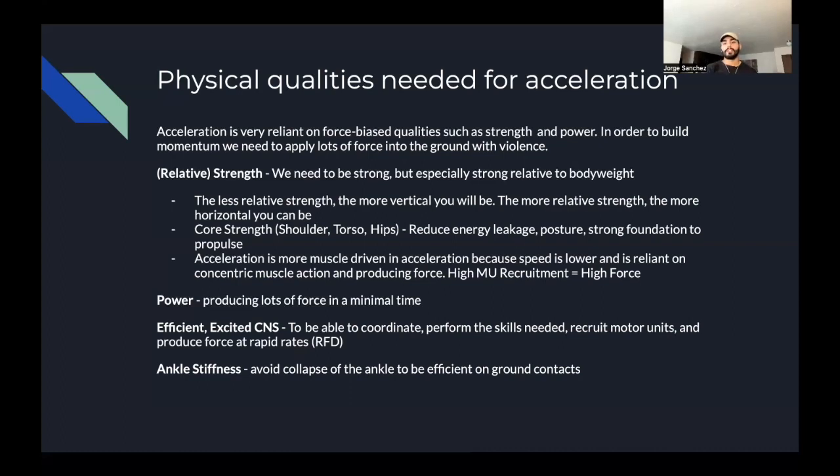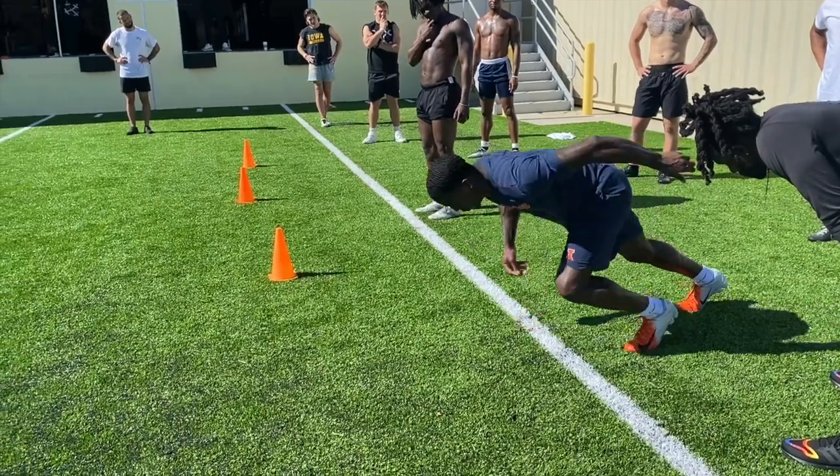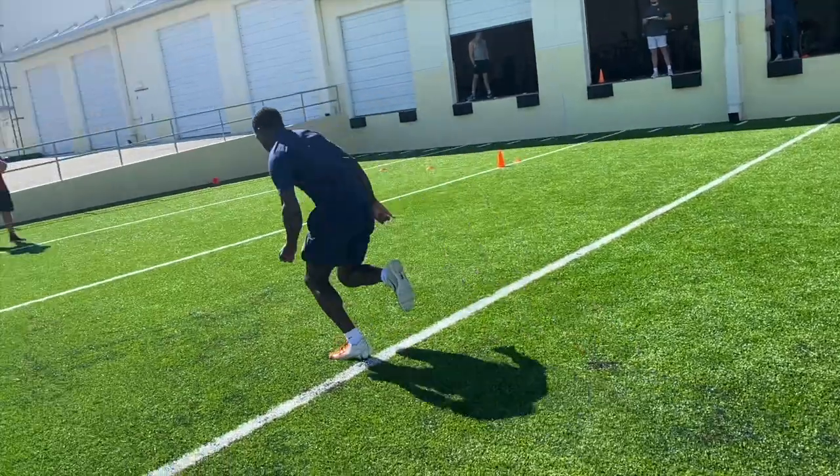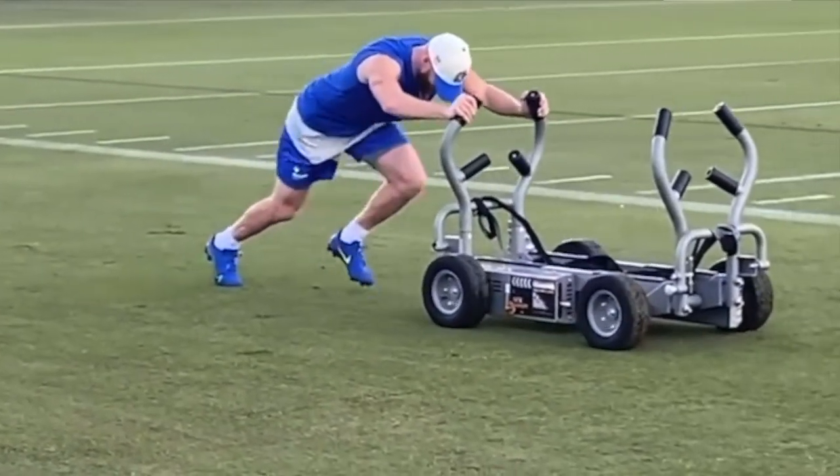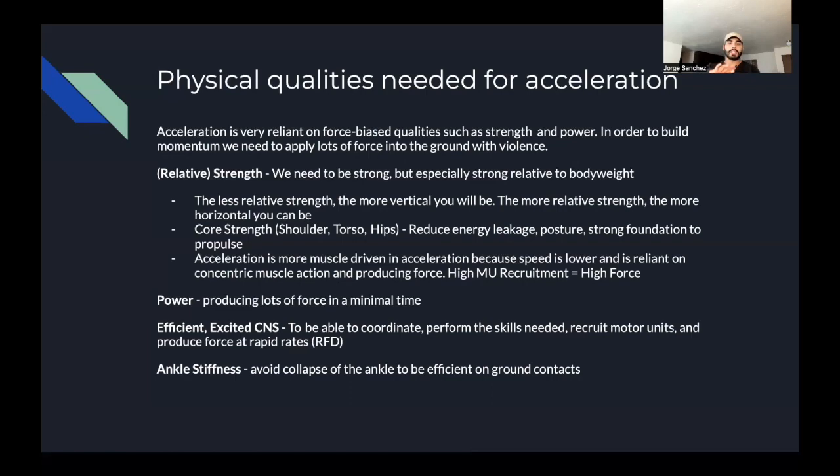We also have to have an efficient and excited nervous system to be able to coordinate, perform the skills needed in acceleration, and produce force at a very rapid rate, otherwise known as having a high rate of force development. Then lastly, it all starts at the ankle. So having strong, stiff ankles to avoid collapse on ground contact is super important to being efficient as we accelerate.